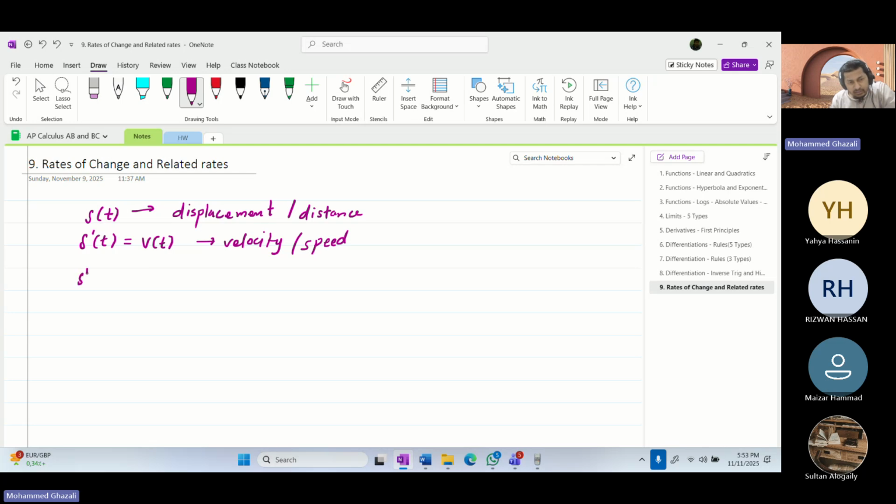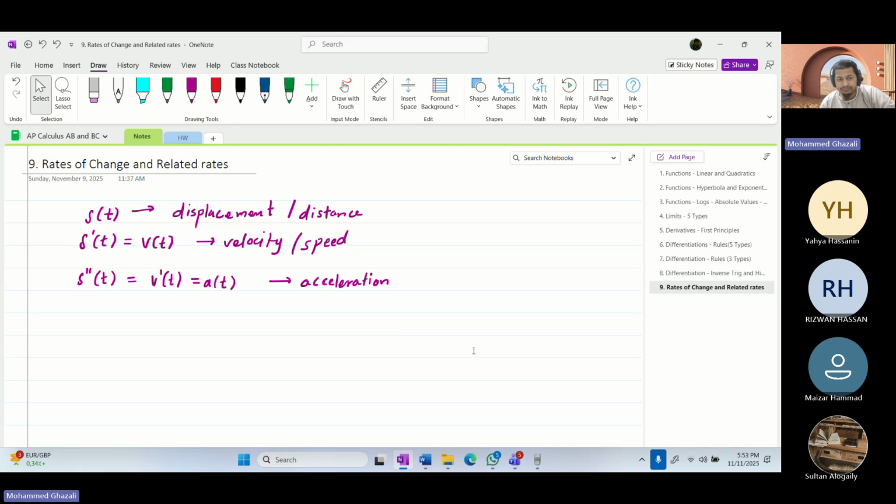Distance and speed are scalars. Now if you find S double prime t, that is the same thing as saying V prime t. If you find the rate of change in velocity, that will give you the acceleration A of t. So that's the acceleration. Okay, now let's take an example and work with it.